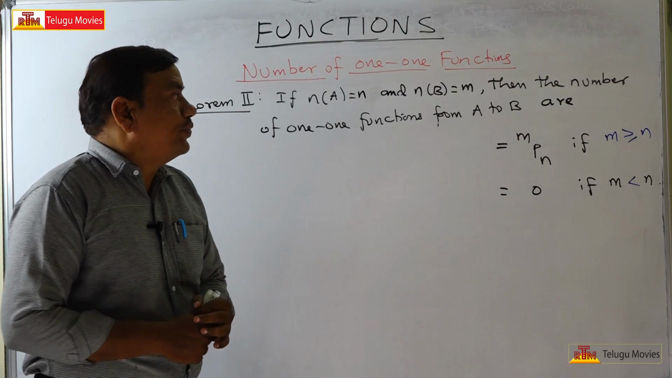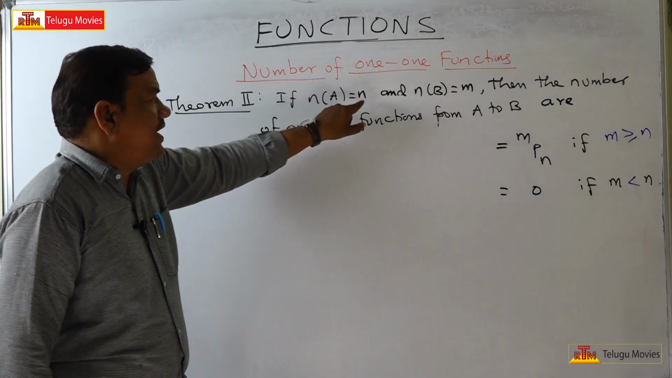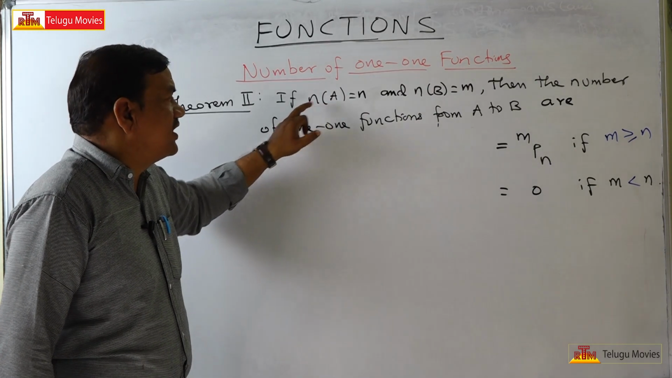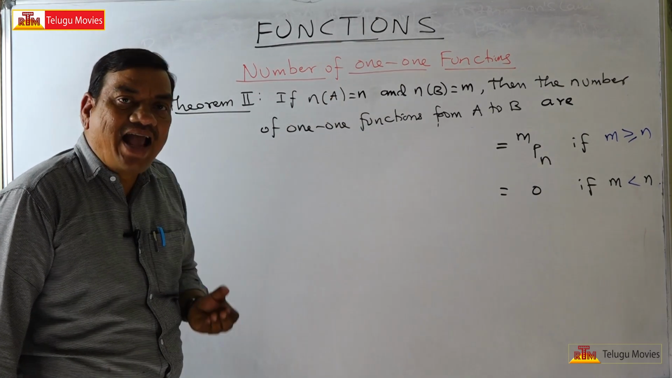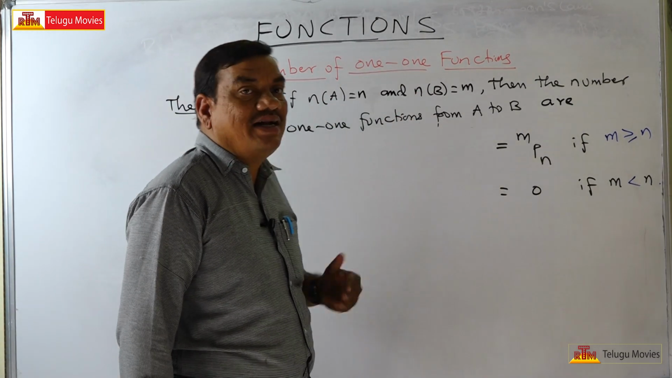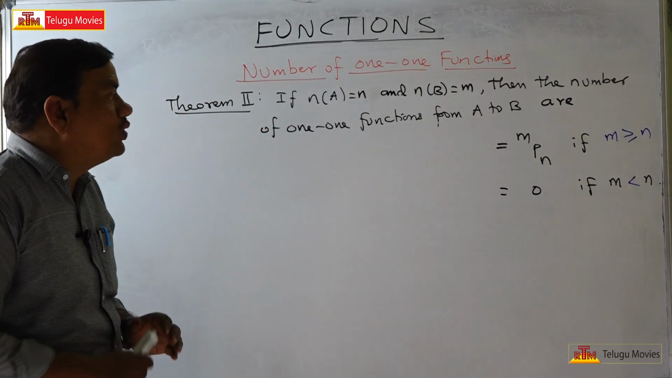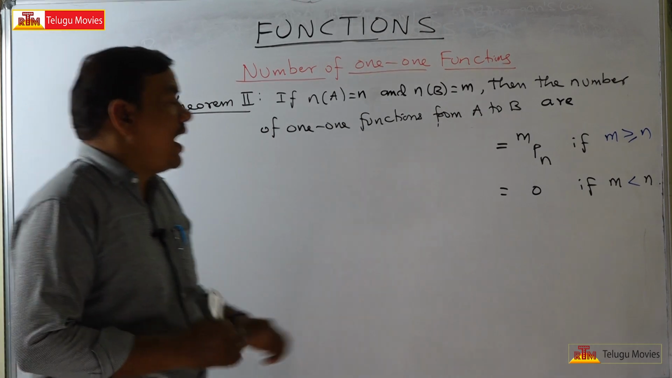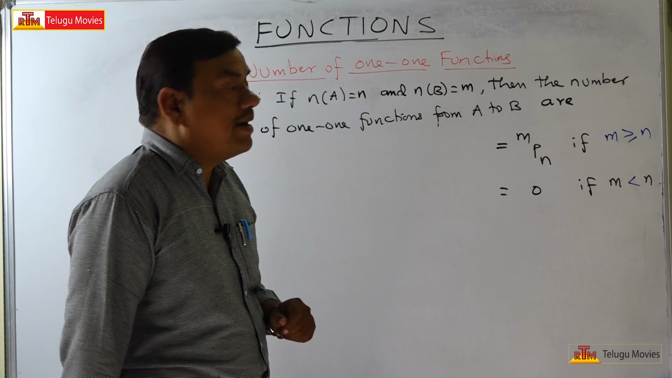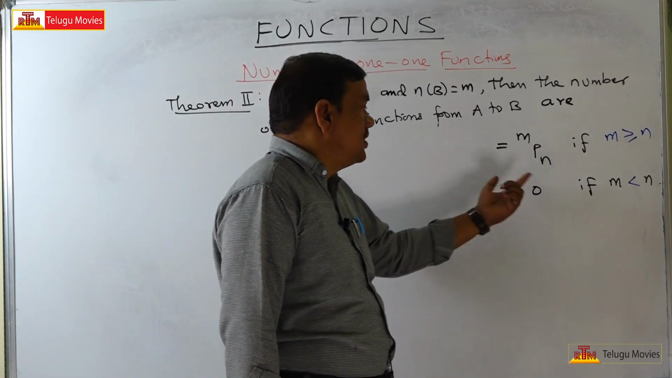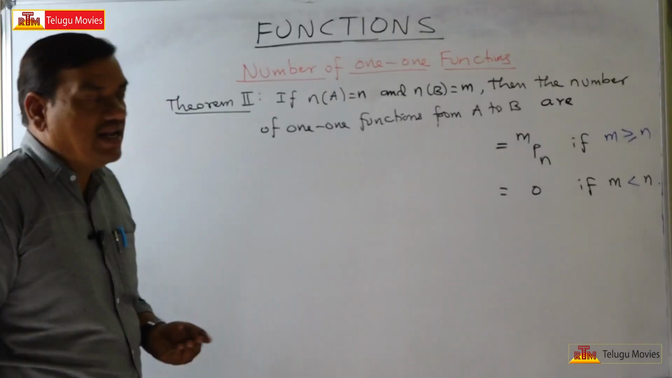Dear students, welcome to the number of one-one functions. If n(A) is equal to n, so don't get confused with this n and m. For my convenience, I am saying that A contains n elements and B contains m elements, then the number of one-one functions from A to B is mPn, where P is permutations here. If m is greater than or equal to n, and simply 0 if m is less than n, that is, when n is greater than m, right?